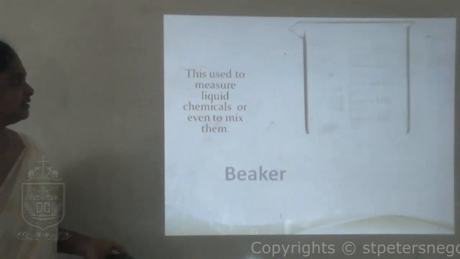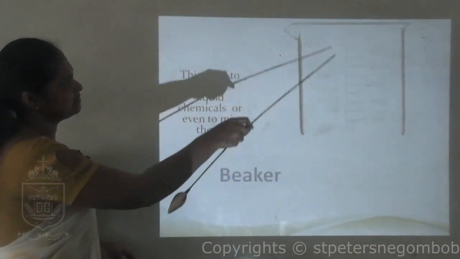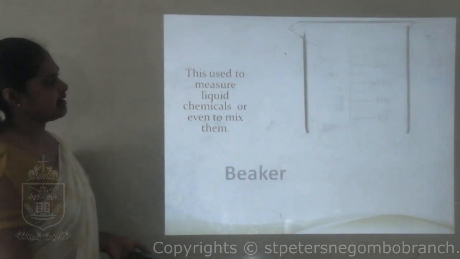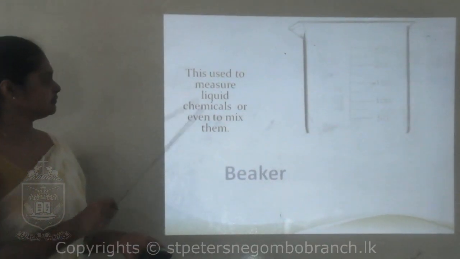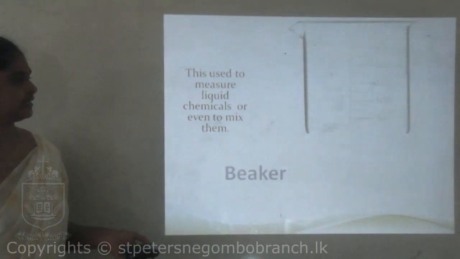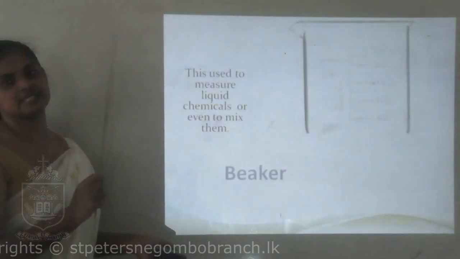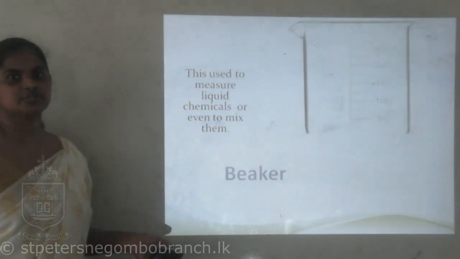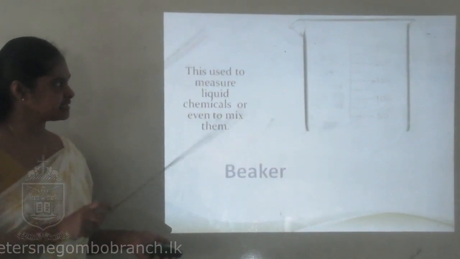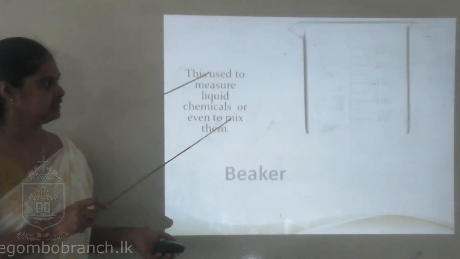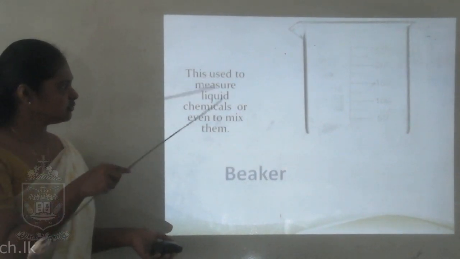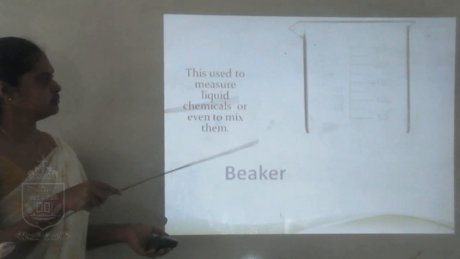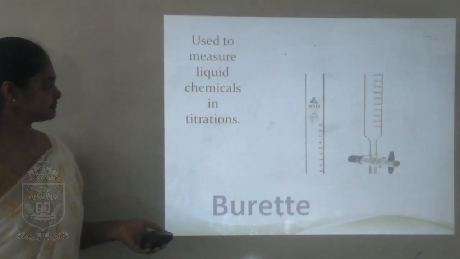Now this is the beaker. You can see that there is a measurement given here, and the scale is milliliters. So this is used to measure liquid chemicals or even to mix them. Now when you go to the science lab, you can see various kinds of liquids like acids and bases. So you're going to use those when you need chemicals.